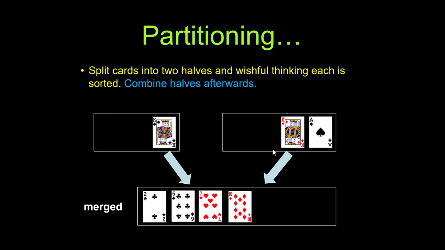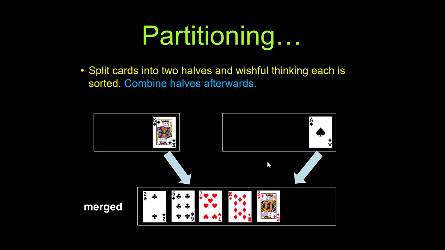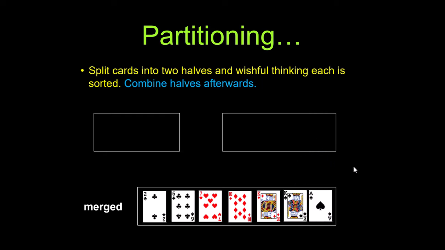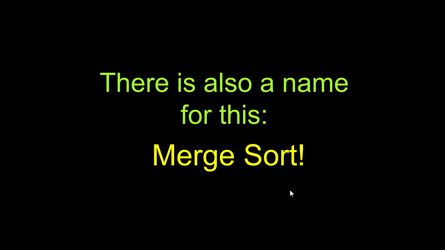King of spade versus king of diamond. King of diamond is smaller. King of spade versus ace. King is smaller. Then ace has no one to compare with. Ace is simply appended to the list. And we are done. This approach is called merge sort.